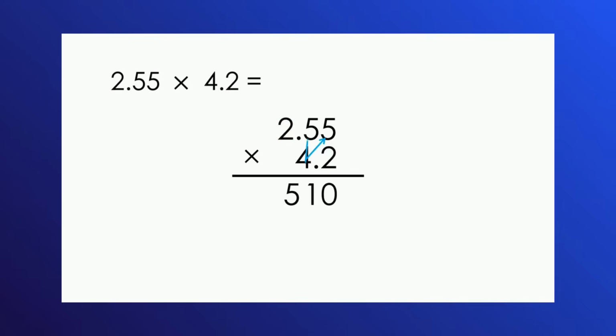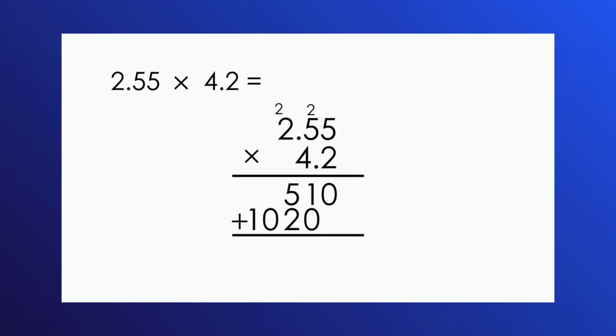Next, we multiply 4 to each digit in the multiplicand. Let's start with 4 times 5. The answer to that is 20. So, we bring down 0 and carry 2. Next, we have 4 times 5 plus 2. The answer to that is 22. We bring down 2, carry 2. Last, we have 4 times 2 plus the carried number, which is 2. The answer to that is 10.